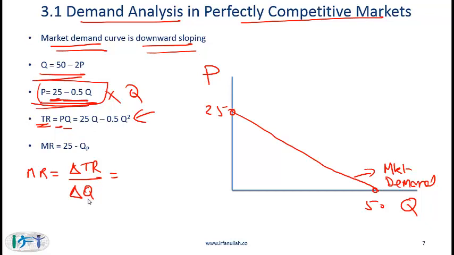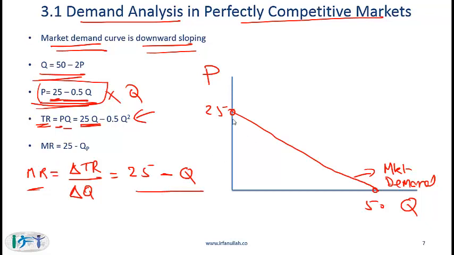So change in total revenue over change in quantity becomes, over here we use 25 minus 0.5 q squared. This becomes 1 times q. So our marginal revenue becomes 25 minus q. If you are confused about what I'm talking about here, then I suggest that you listen to a Khan Academy lecture on basic calculus and on differentiation. But this is what you get for your marginal revenue.